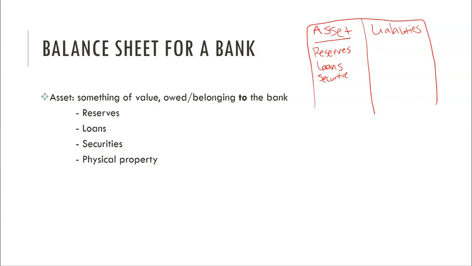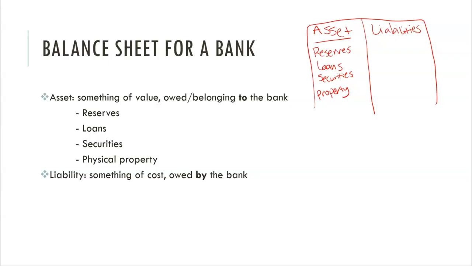So if the bank owns the building that they're in, that would be an asset. If for some reason they need to sell things to increase their reserves or meet customer withdrawals, they could sell property, they could sell securities, they could sell loans. These are all things of value.